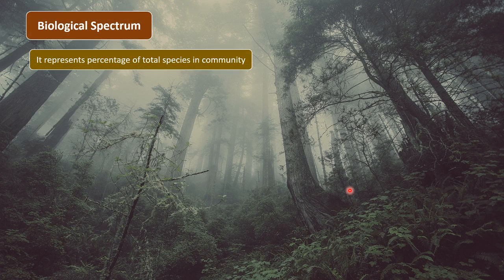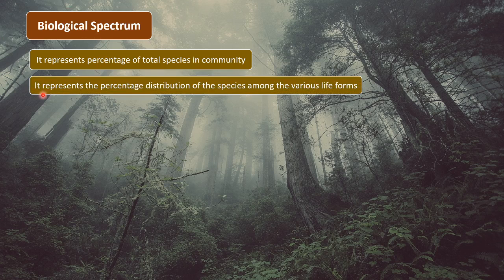So what is the biological spectrum? It represents the percentage of total species in a community. What does the biological spectrum indicate? It shows the total percentage of species that are present in a community. A community has what percentage of species, that is what is represented by the biological spectrum, and it represents the percentage distribution of the species among the various life forms. And the next thing that it shows is the percentage distribution of the species.